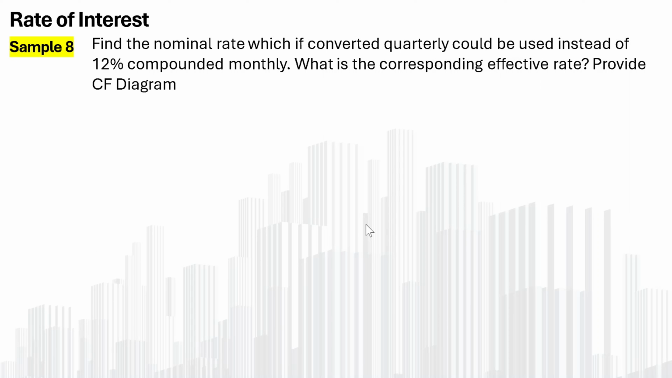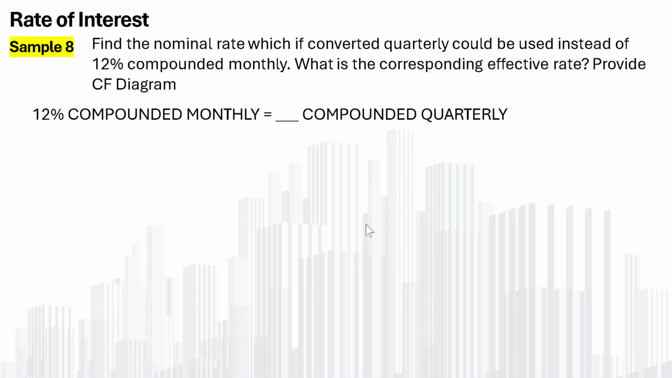About this one, find the nominal rate. So we're here finding the nominal rate. So we're finding R, which if converted quarterly could be used instead of 12% compounded monthly. What is the corresponding effective rate nito? Okay, so there's actually 2 questions dito. We're here to find a nominal rate, if converted quarterly, magiging 12% compounded monthly siya. And then, what is the effective rate dito?